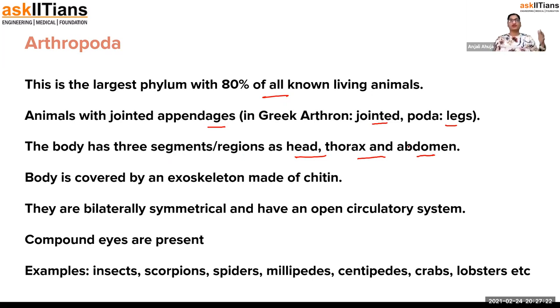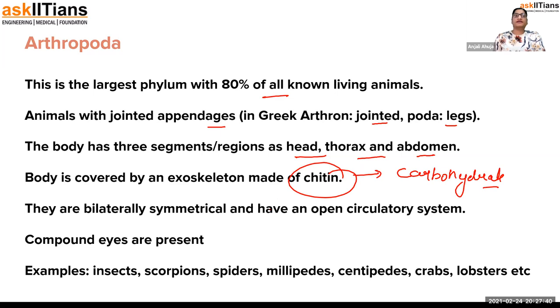Skeletal systems used to be of two types: exoskeleton and endoskeleton. Nails and teeth are exoskeleton parts, but endoskeleton is the internal one. In them, it's made up of chitin. Guys, chitin is a type of carbohydrate. They are bilaterally symmetrical and have an open circulatory system. I have told you all these terminologies already. Compound eyes are present. Insect, scorpion, spider, millipede, centipede, crabs, lobster, they are there.